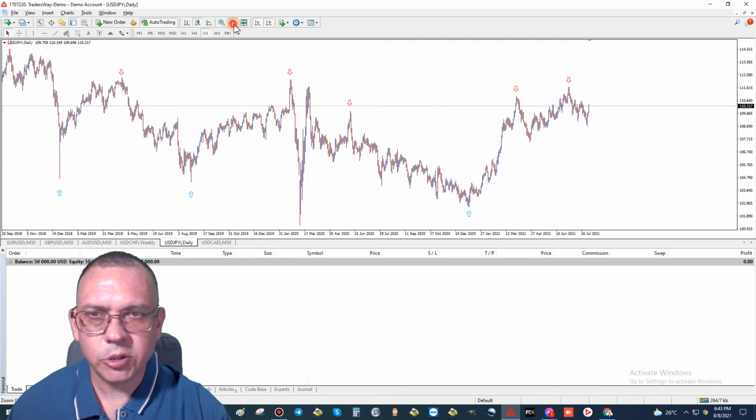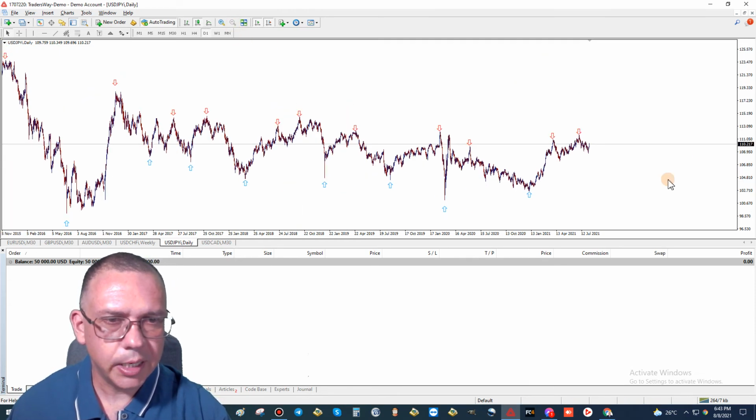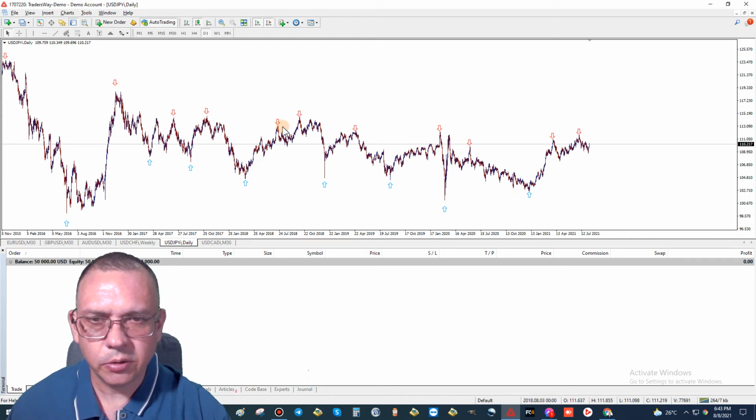If we zoom out a little bit, to get an idea, just look at the history here. Here we had 2 red arrows followed by a blue arrow. See that?